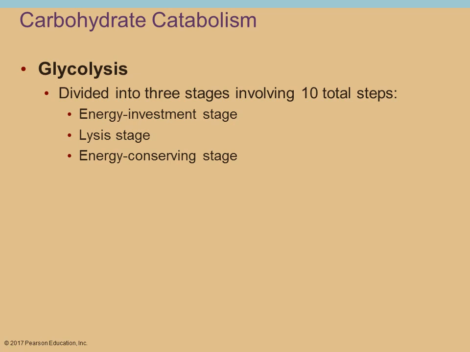Glycolysis is a 10-step process. It's going to start off with actually requiring some energy, and then it's going to break the compound into the 2 components, and then produce energy.